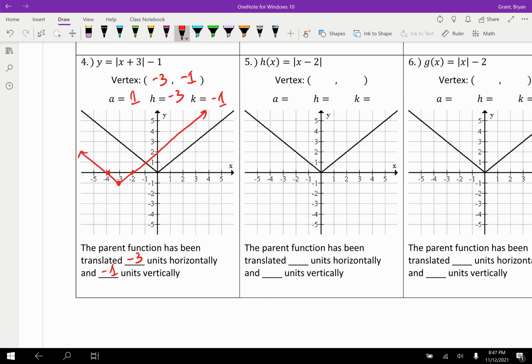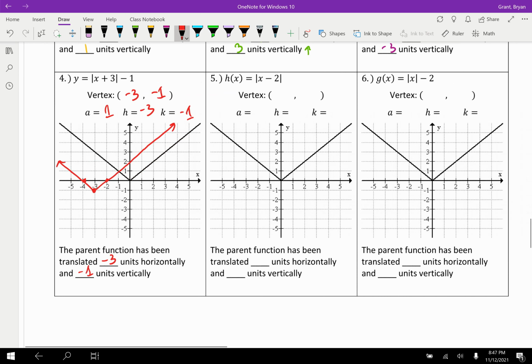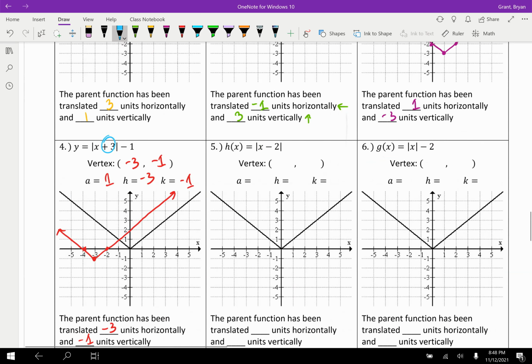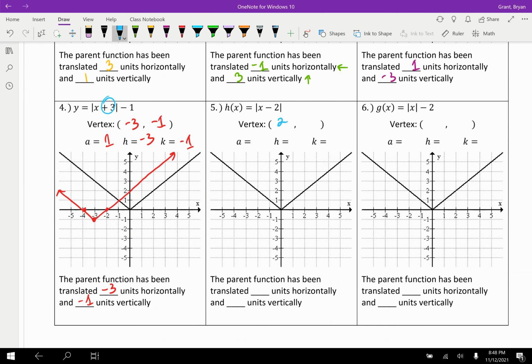Perfect. 2 to go. Uh-oh, curveball coming at us. x minus 2. Well, it looks like we definitely have the number inside the absolute value, and the number inside the absolute value is always the h. So we have the h, we do the opposite, that's 2. A is 1, h is 2.